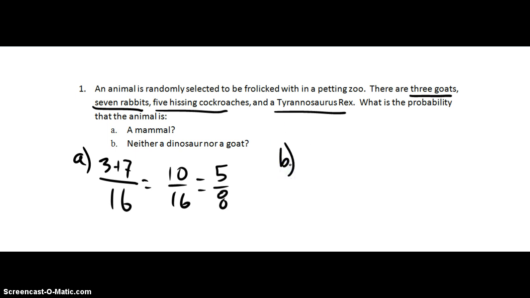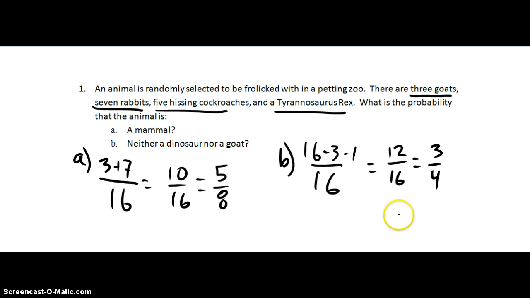Okay, and then B, what's the probability that it's neither a dinosaur nor a goat? So again, it's out of 16. How many are neither dinosaurs nor goats? Well, 3 of them are goats, and 1 is a T-Rex, which is a type of dinosaur. So 4 are these things. So it's the complement of this. So it's 16 minus 4, 16 minus the goats minus the T-Rex, right? So that's 12 out of 16, or 3/4 for B.